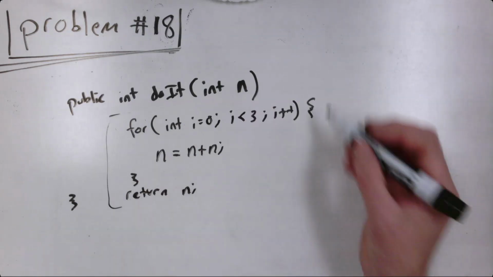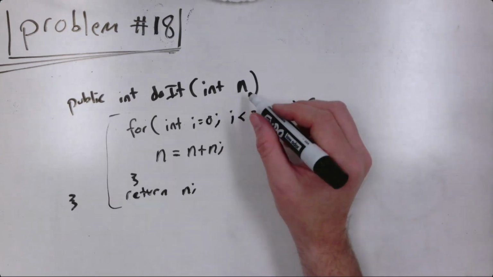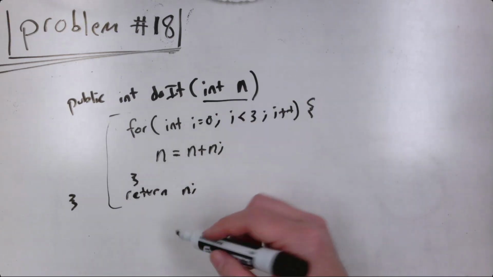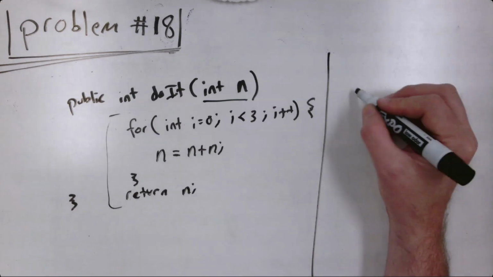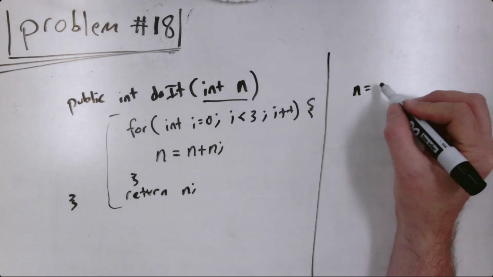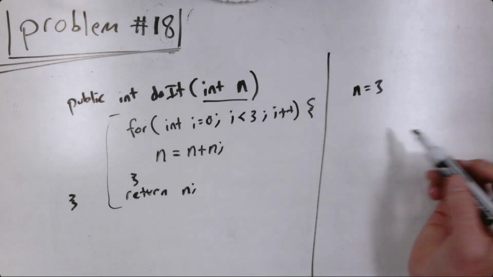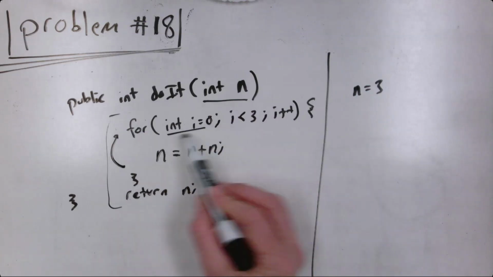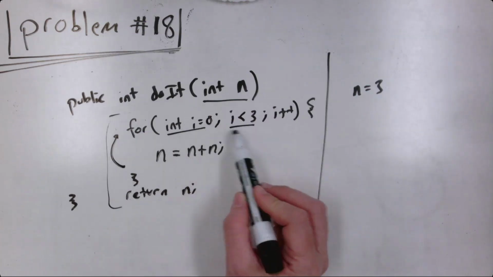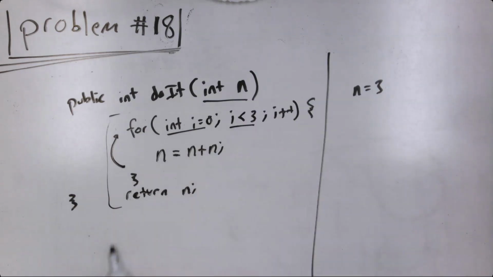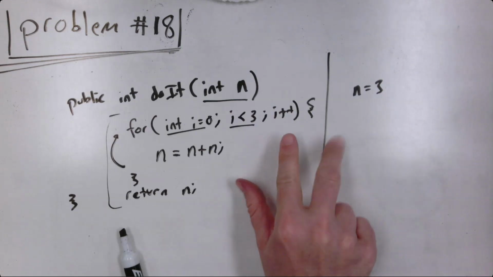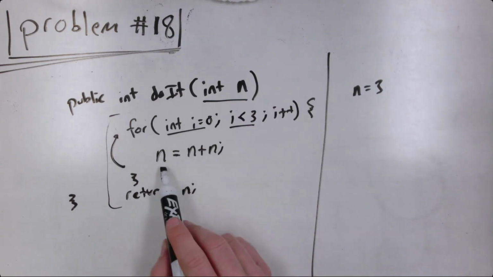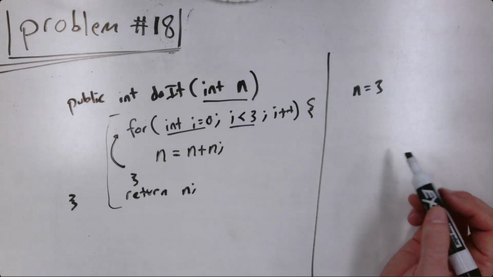So let's try. You could either do it with a single example of an input, or you could try and think about it more commonsensically, logically. Let's do it with an example. So let's say n is, I don't know, 3. What's going to happen? So this is going to loop. I goes from 0 up to 2. So if you think about it, 0, 1, 2. So it's going to loop 3 times. And each time in the loop, n gets replaced with n plus n. So let's do it.